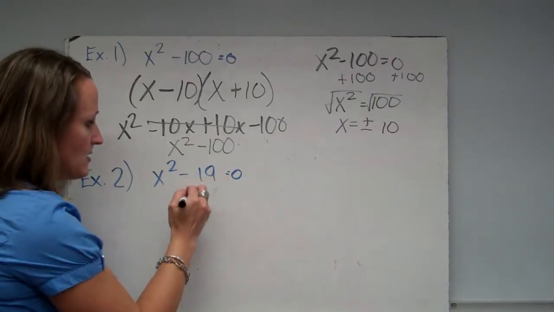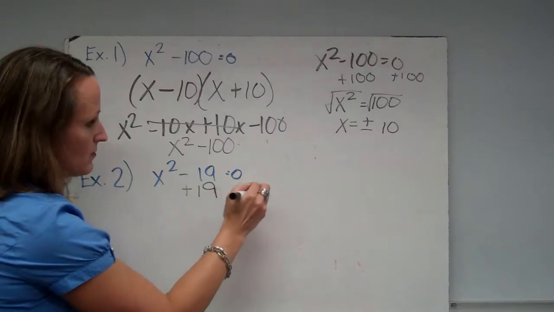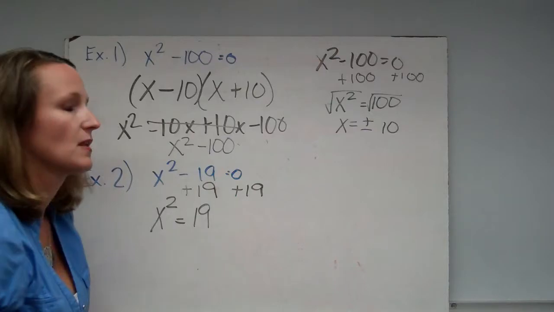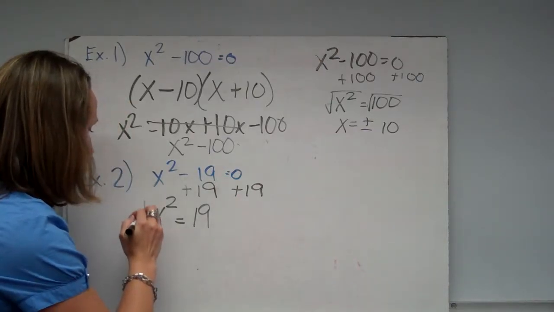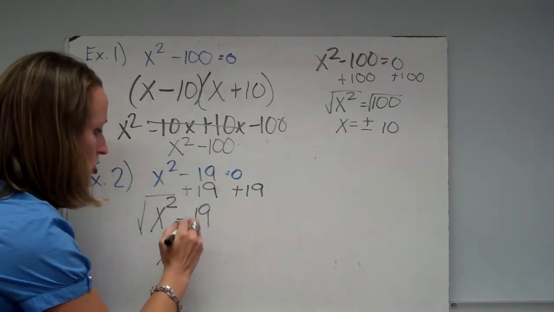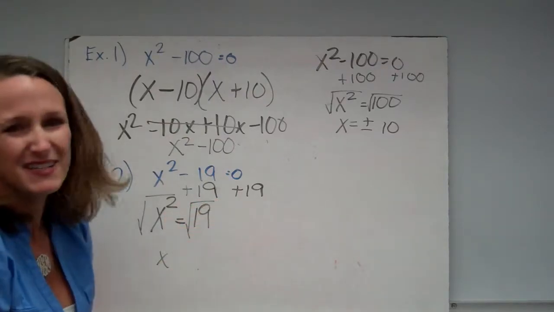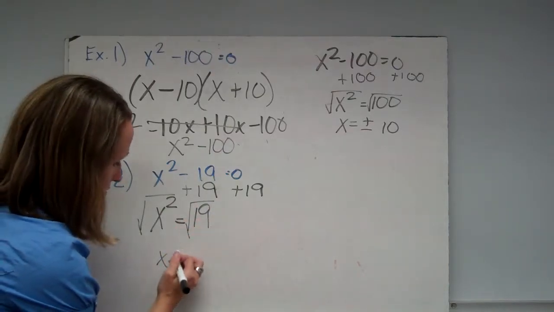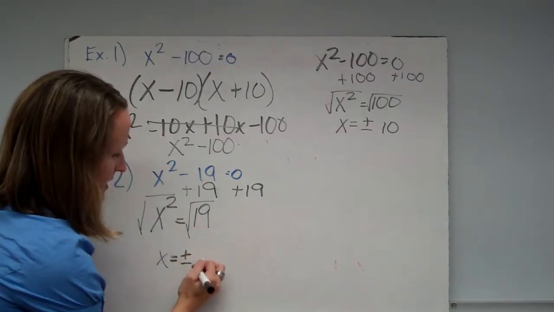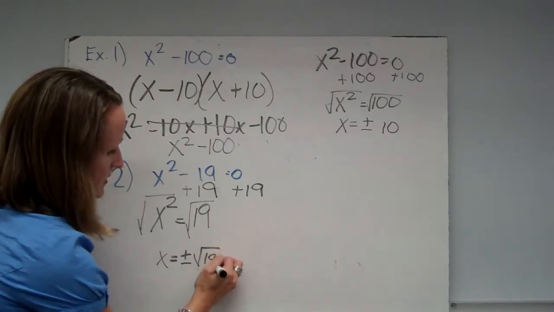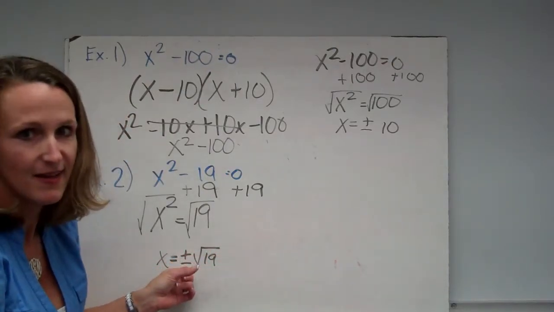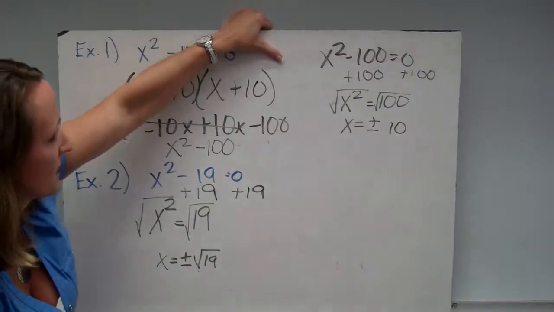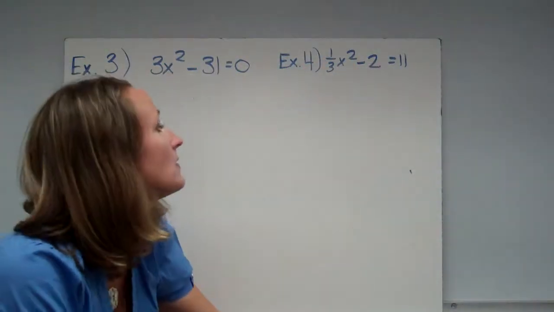I'm going to move my 19 over so that I now have x squared equals 19. I want x, so the square root of x squared on this side, the square root of 19 on this side. Now, 19 is not a perfect square. It doesn't break down perfectly, so you can leave your answer as the square root of 19. And you want to make it plus or minus the square root of 19. Notice, again, plus and minus. Still pretty simple. No b value. All right, let's look at another.